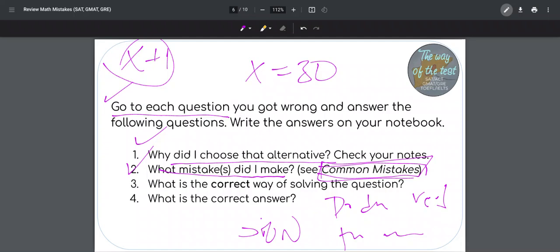Okay, after we find the mistake, we're going to correct the mistake and then try to solve the question again and answer this question: what is the correct way of solving the question? After we do that, avoiding any mistakes, we're going to find the answer and then write down the correct answer. And this is it. This is the method. That's it.